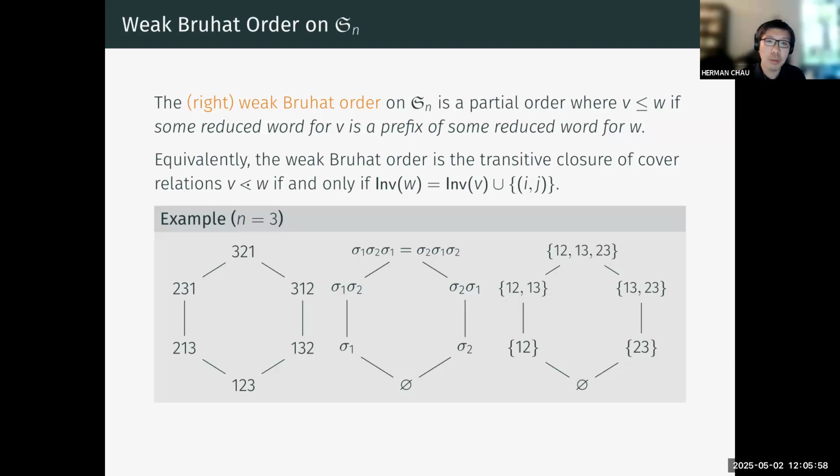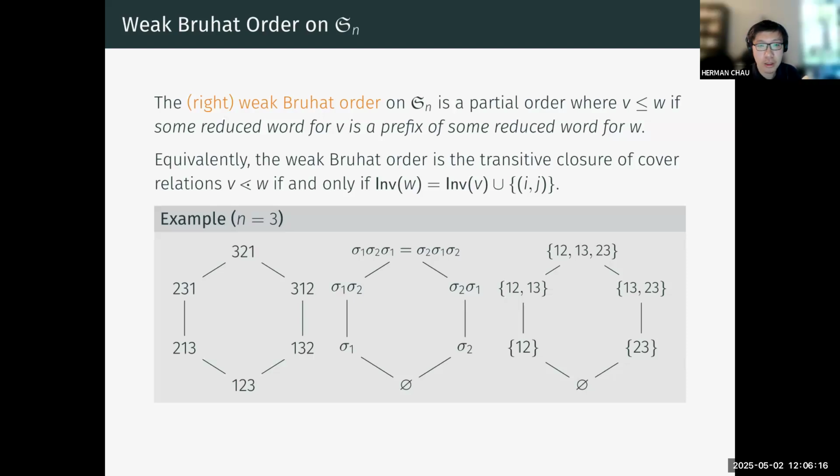Another way to think about the weak Bruhat order is to look at certain cover relations. You look at the inversions in w, and if they are obtained from the inversions of v just by including one more inversion (i, j), then you have a cover relation in this weak order.